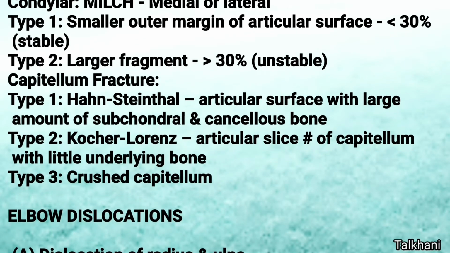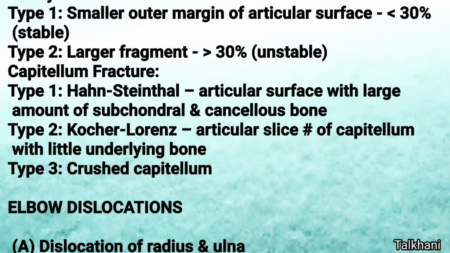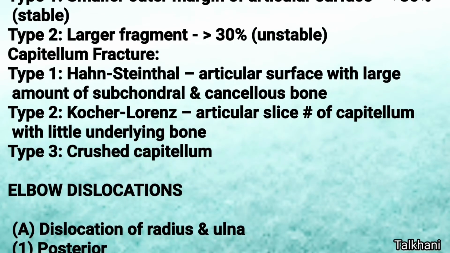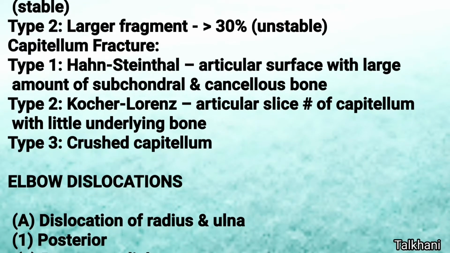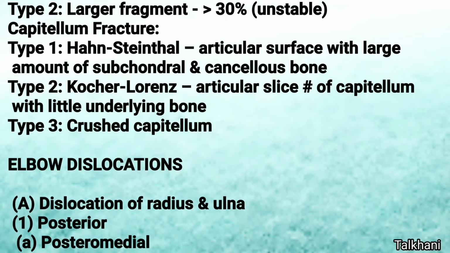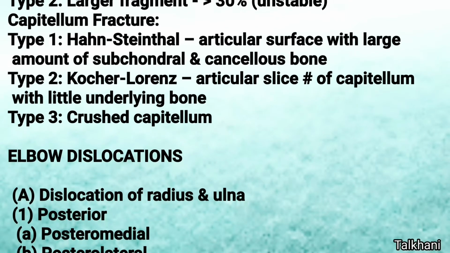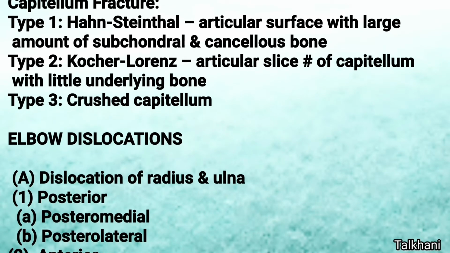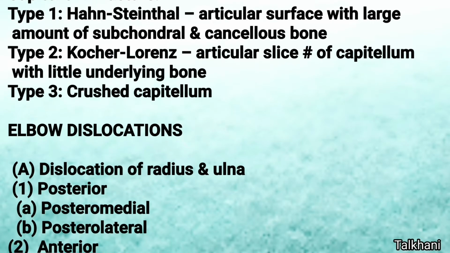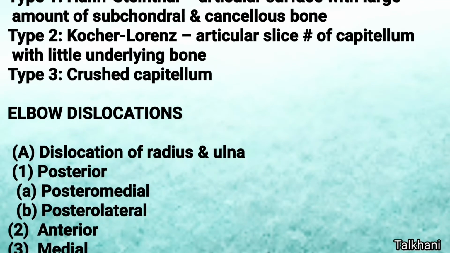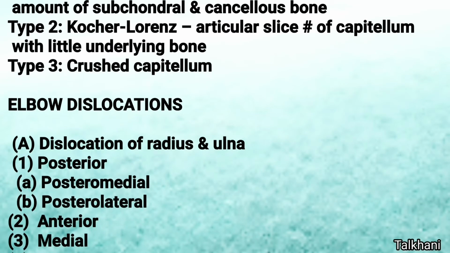Capitellum fractures. Type 1 is named as Hornsteinthal fracture. This is capitellar fracture which involves articular surface with large amount of subchondral and cancellous bone. Type 2 is Kocher-Lorenz fracture. Here fracture involves articular slice of capitellum with little underlying bone. Type 3 fracture is crushed capitulum.